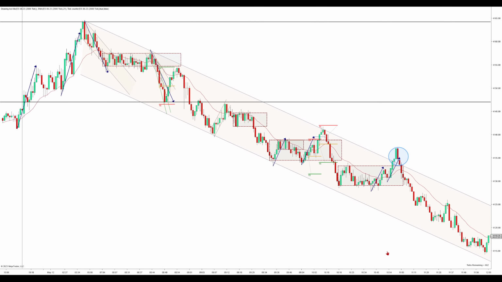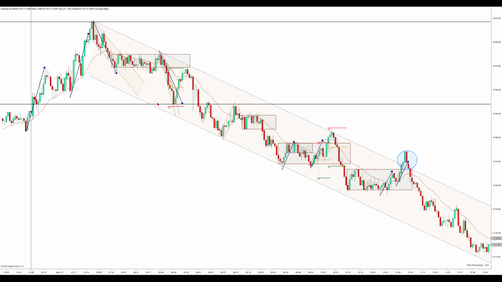I'm trading the ES futures on a 2000 tick chart with a 21 EMA. So these are our key levels for the day, the overnight high and the overnight low.